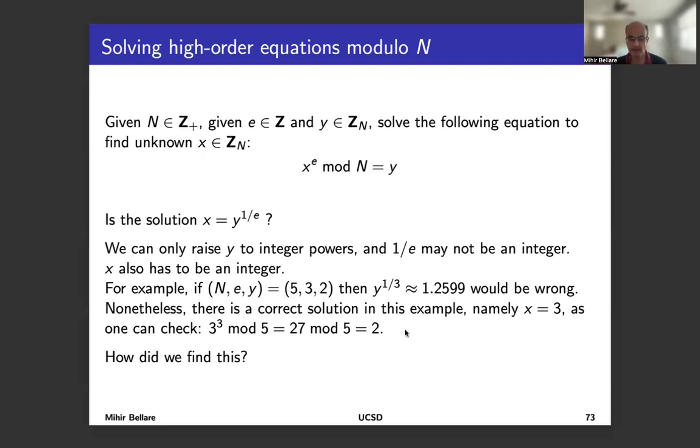But if you play around with it, you'll see there is a correct solution in this example. Can I find some integer which when cubed gives me back 2 mod 5? And the answer is 3. 3 to the power 3 is 27, and 27 mod 5 is 2. So there was a solution, just that this was not particularly the way to get it.